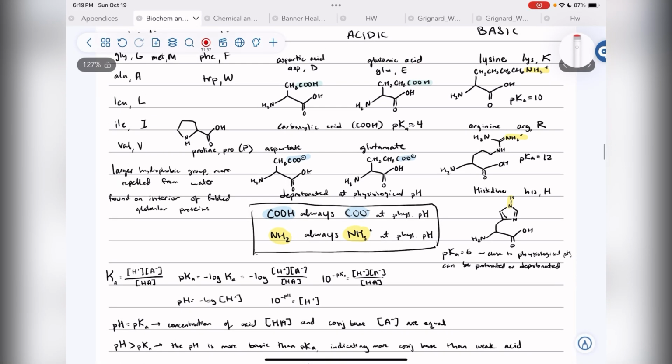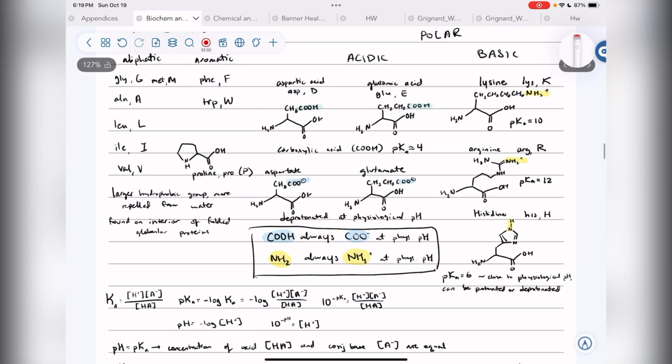So we talked about, at physiological pH, which is almost neutral, a little bit under neutral, this carboxylic acid group is always deprotonated, and so that's why these amino acids come in their negative charge, the acids do. And then the amine group, which is a base, is always protonated at a physiological pH, which is why all the bases have the positive charge on them. And so the bases are lysine, arginine, and histidine. There's only 3, so it's easy to memorize.